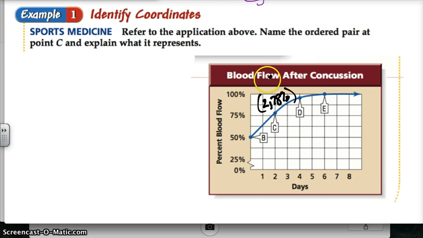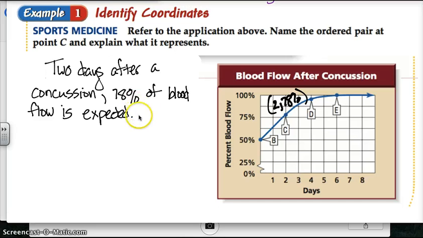So here we're talking about blood flow after a concussion. And so this is 1, 2, 3, 4, 5, 6, 7, 8 days after a concussion. And this is the percent of blood flow, I suppose, in the brain. So we have to explain what C means. So it looks like C represents that 2 days after a concussion, you have 78% blood flow in the brain. 2 days after a concussion, 78% of blood flow is expected.